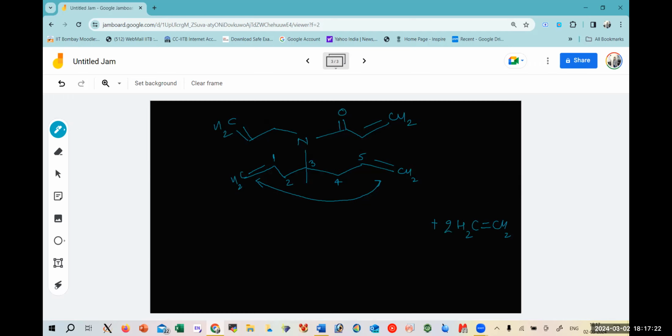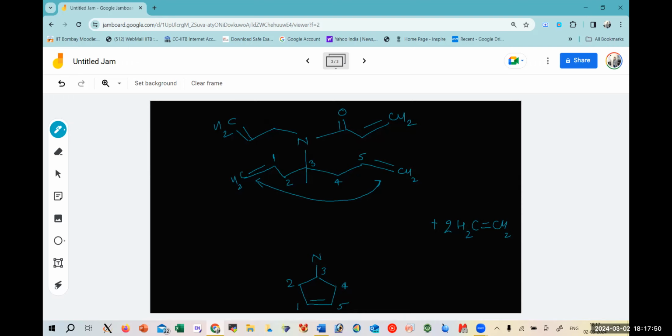And now if you combine, keeping N as it is, it is going to form a 5-membered ring. We'll just make a 5-membered ring. Nitrogen is attached with carbon number 3, which is attached with 4. It is attached with 5. This 5 is going to come and connect with your 1, and it is connected with 2.